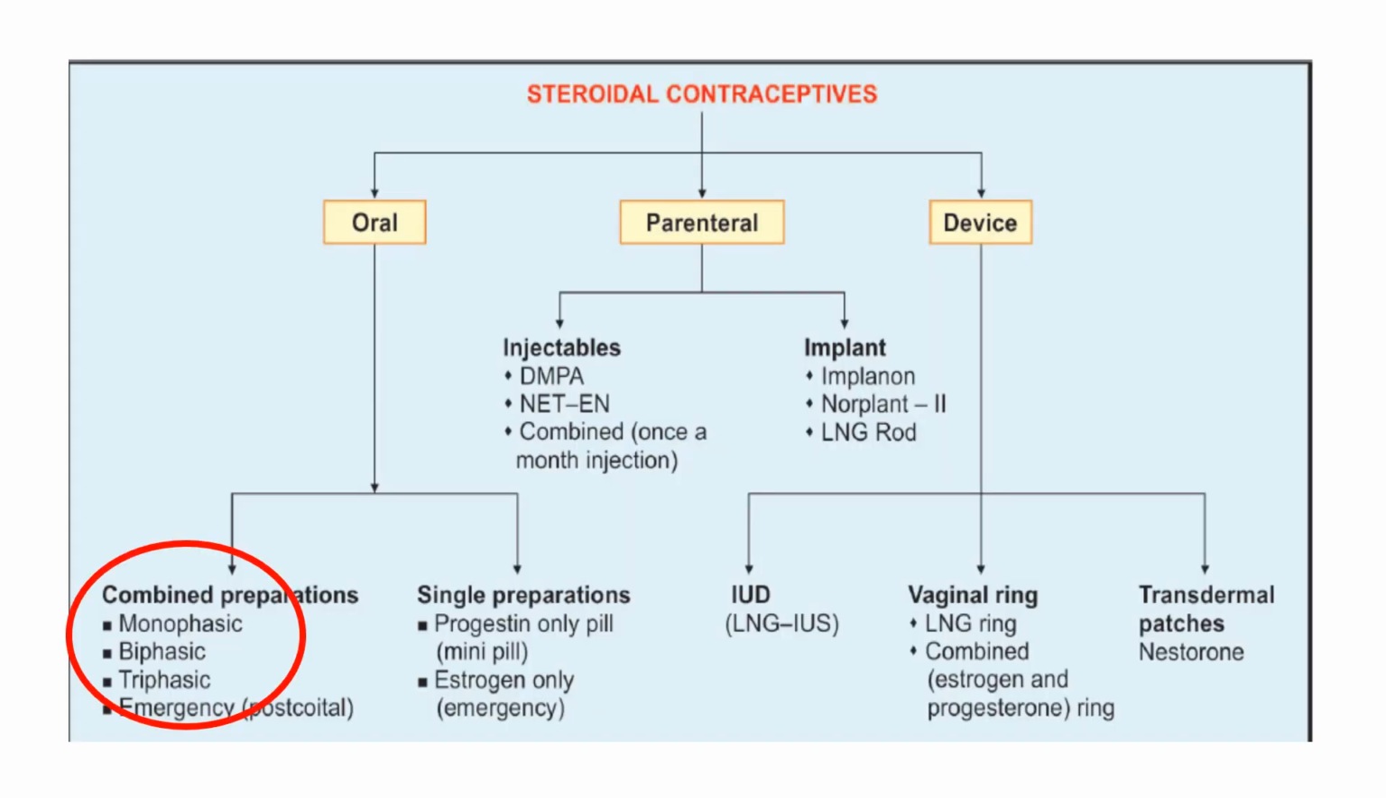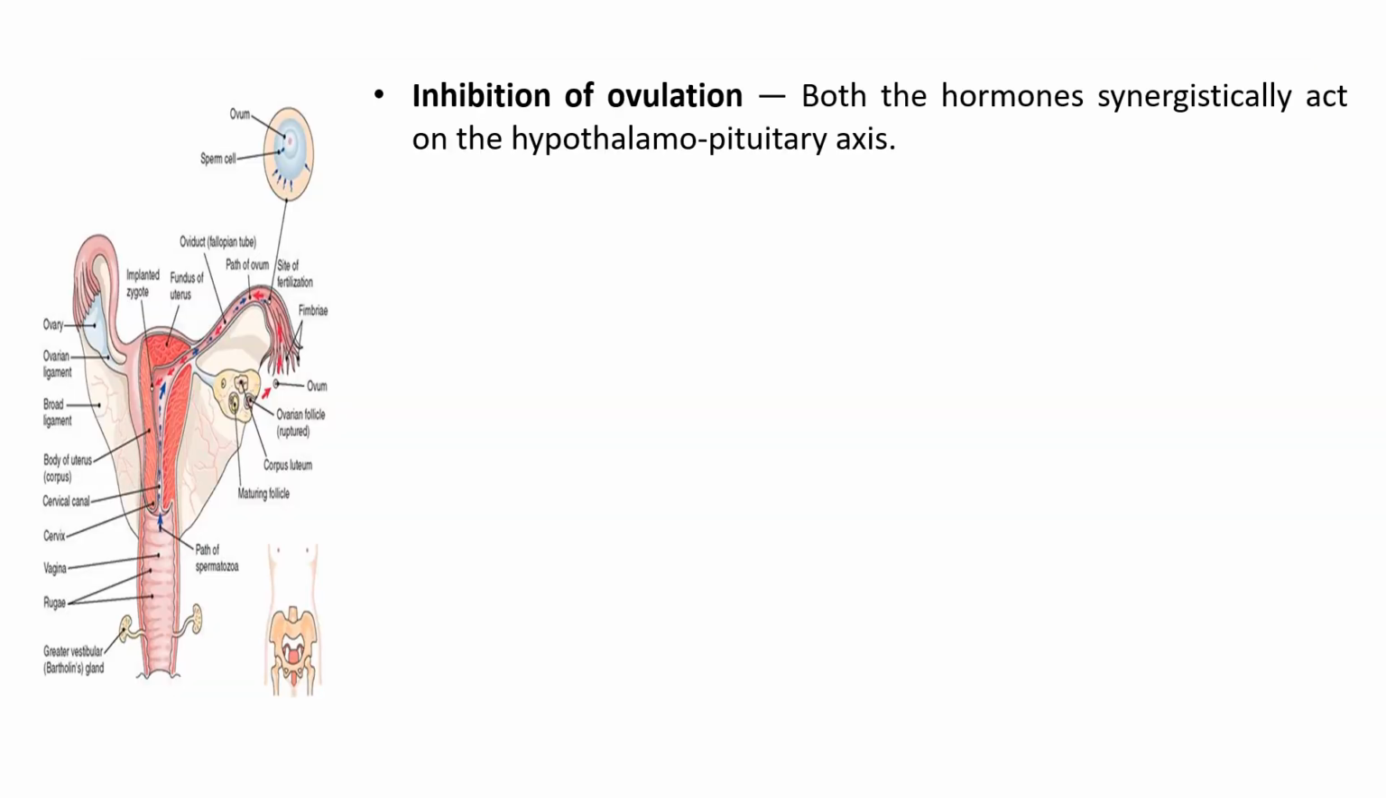Now come to the oral contraceptive preparations. Their mechanism of action is that they will prevent the ovulation process. We know that ovulation is very much hormone dependent, so we usually use the estrogen and progesterone combination. For inhibition of ovulation, both hormones synergistically act on the hypothalamus-pituitary axis.